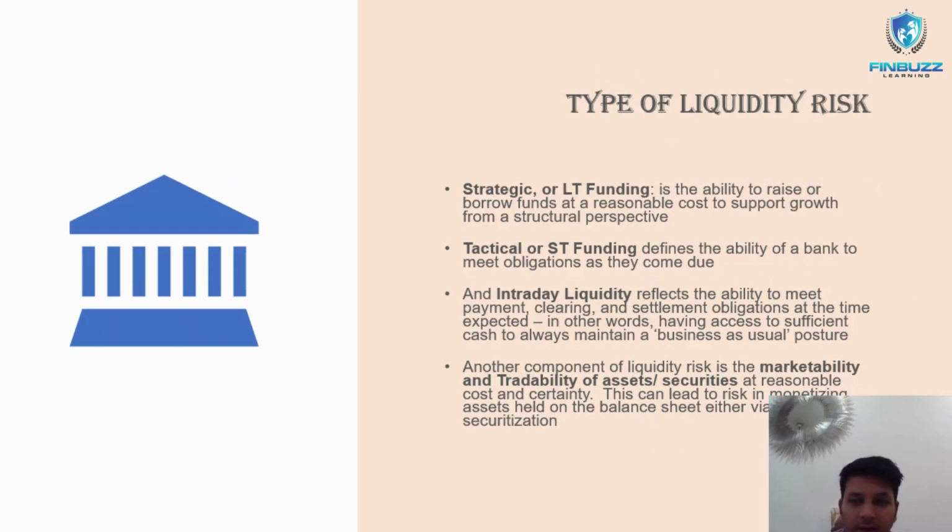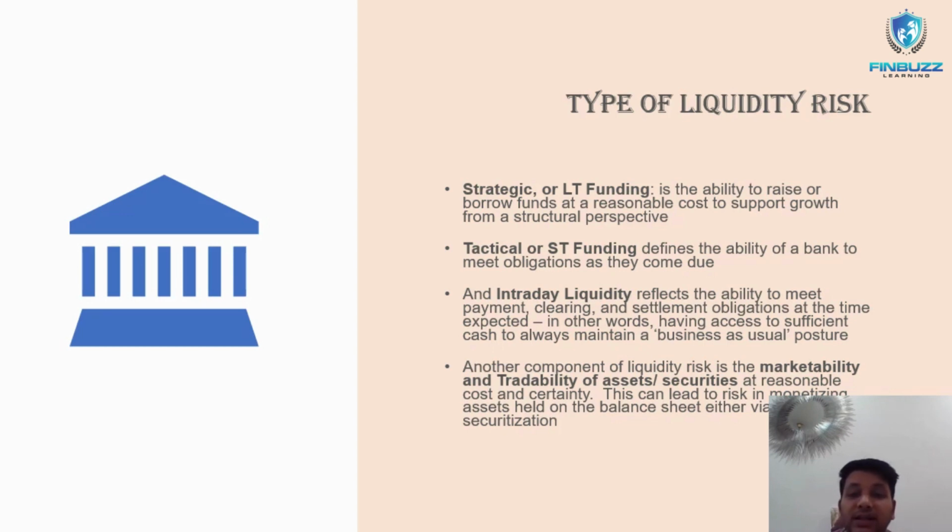So moving on to the types of liquidity risk. What are the types of liquidity risk? It can be short term, it can be long term, it can be intraday, it can be marketability. For example, I've taken a loan for about 2 years, 3 years. So I should have that money available after 3 years to pay back my borrower.